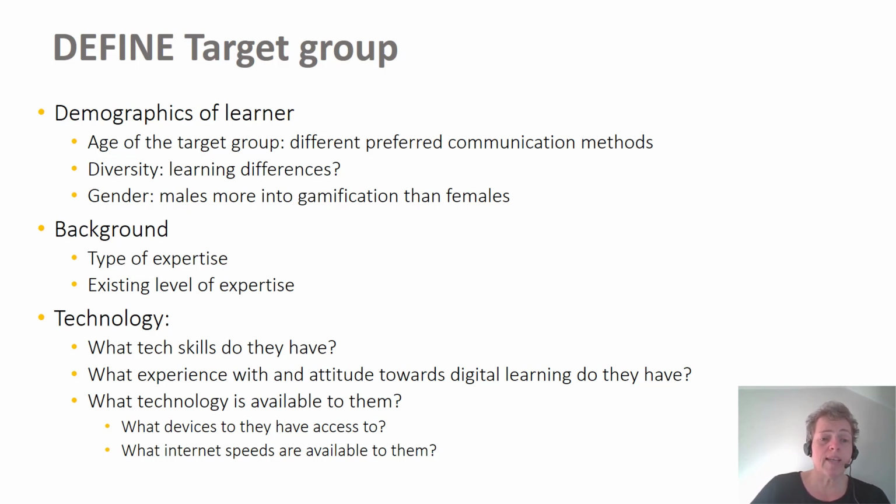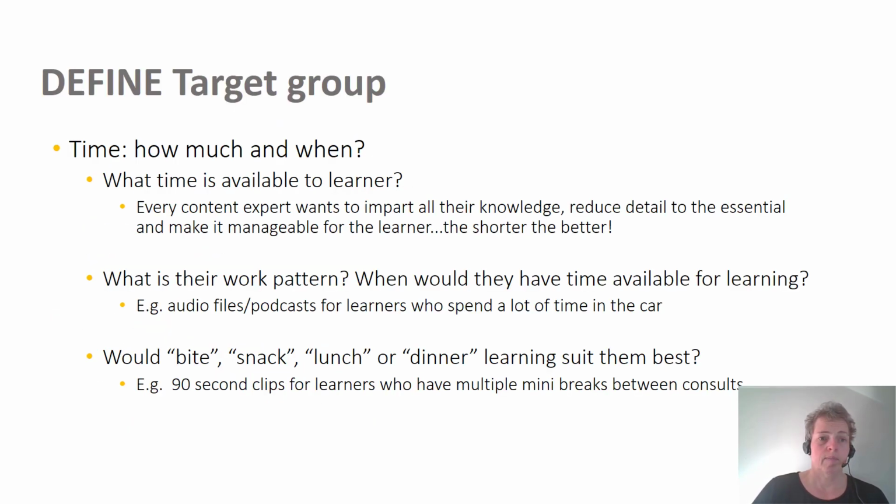Technology: what tech skills do your learners have? What experience with and what attitude towards digital learning do they have? And what technology is available to them? Hardware, internet speeds, software. What do they need? What can they get? And a big, big question to ask is time. How much time will they be able to afford to allocate to your learning outcomes? And when? When can they do their learning?